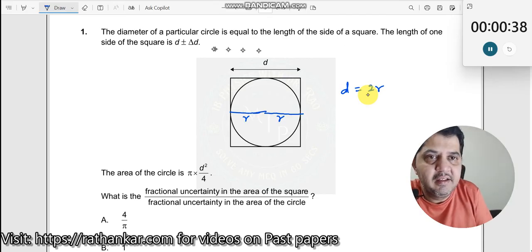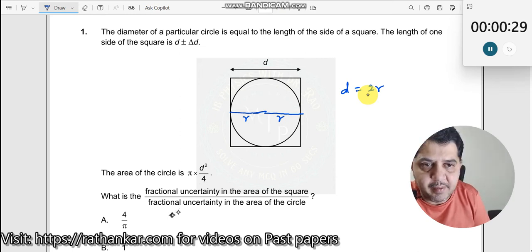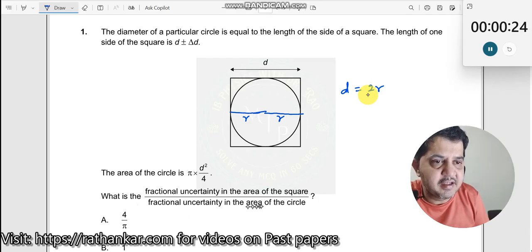The length of one side of this square is d plus or minus delta d. The area of the circle is pi d square by 4. What is the fractional uncertainty in the area of the square by the fractional uncertainty in the area of the circle?